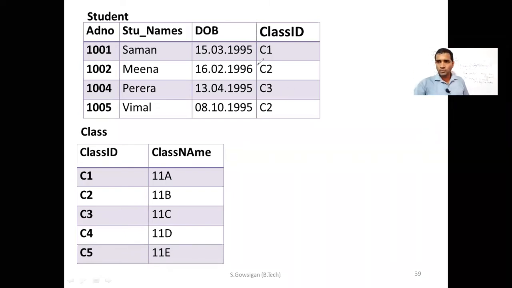Look here, in the student table, admission number is the primary key. We took enough time discussing primary key and foreign key, right? So it is the primary key. So what is the primary key in the class table? Class ID. So what is the foreign key here?